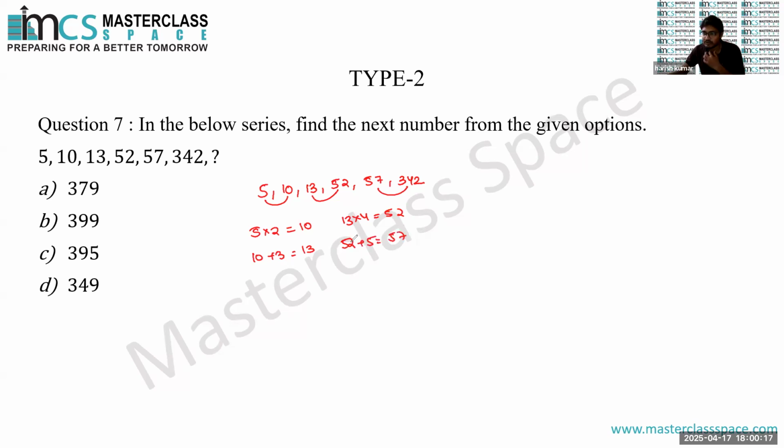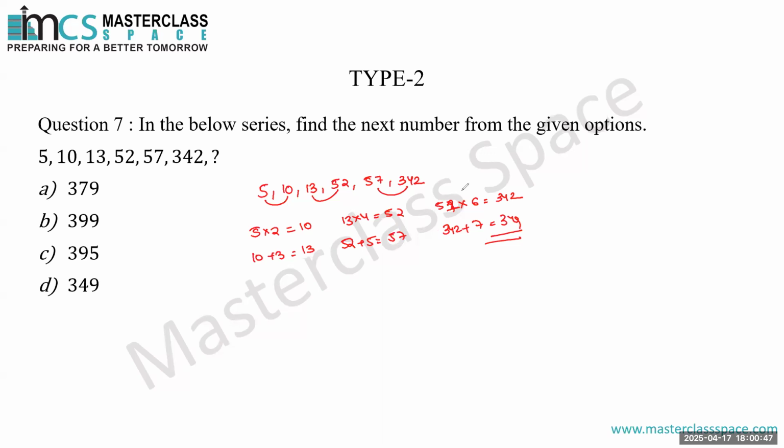Now you might have understood the logic. He's multiplying and then he's adding. 5 into 2 is 10. For the next number, he's adding 3, increasing by 1 each time. Then he's multiplying by 4 and adding 5. Then he's multiplying by 6, because 57 into 6 is 342. So he will add 7 to 342. So 349 is the answer. Understood? Any doubts? No, sir. So it's a combination of two arithmetics: one multiplication and the other addition.